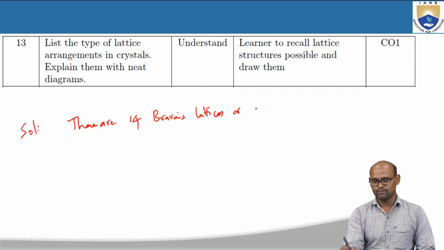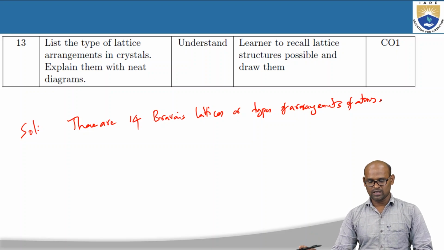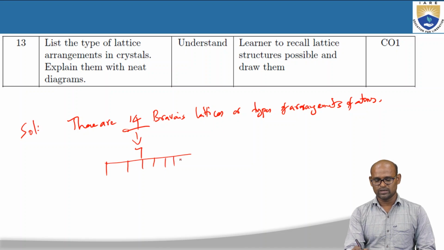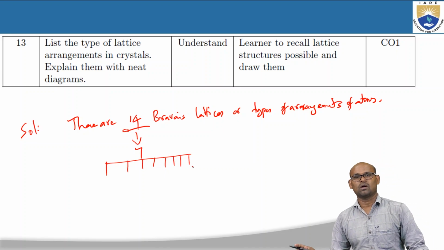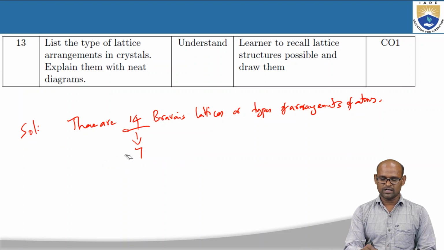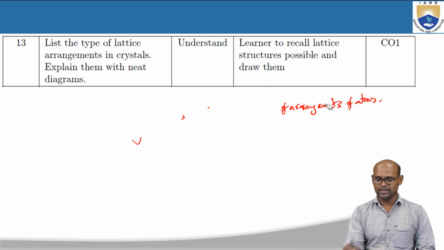There are 14 types of arrangements of atoms. Okay. So these 14 types of arrangements of atoms, we know that these 14 are classified into 7 crystal systems we have discussed: cubic, tetragonal, monoclinic, orthorhombic, triclinic, trigonal, right? So these 14 different types of arrangements we have to draw neatly.